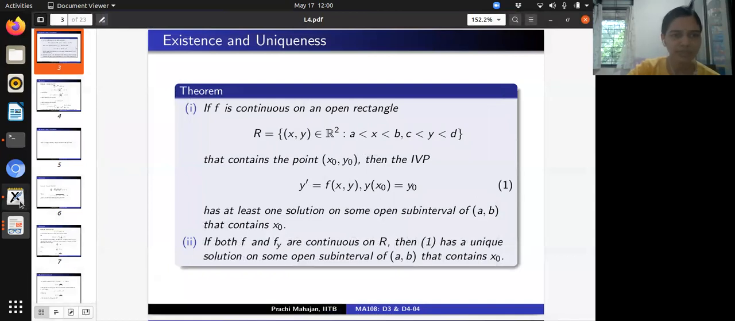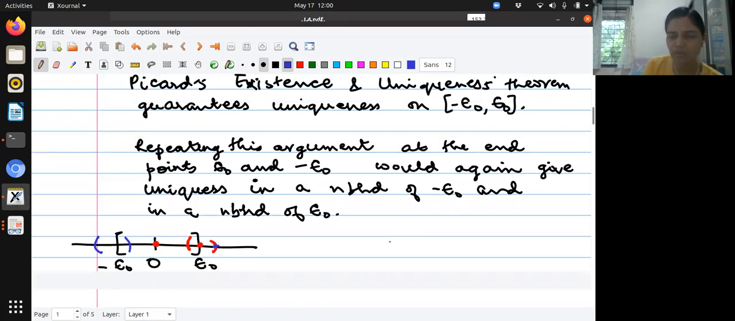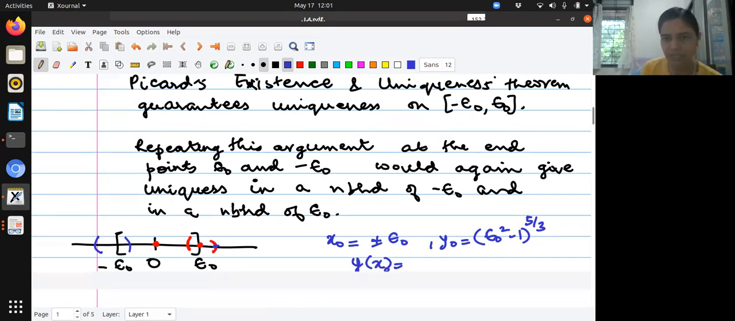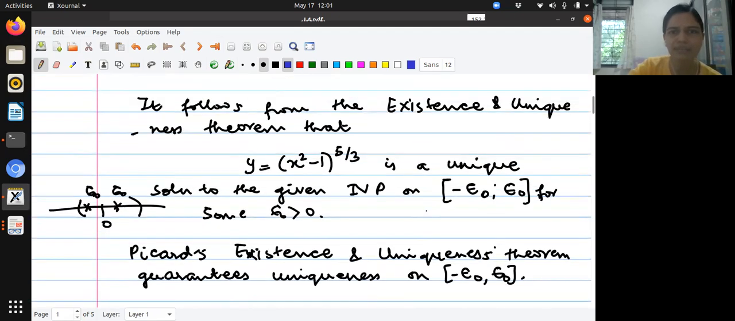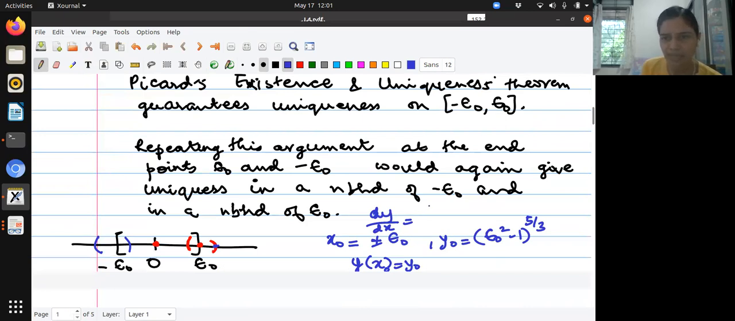I wrote it just to demonstrate that you apply this argument one more time, and now you take x naught to be plus minus epsilon naught, and y naught to be epsilon naught square minus 5 by 3, and look at the initial value problem, y of x naught equal to y naught, and the given ODE. What is it? dy by dx equal to 10 by 3 x y to the power 2 by 5.